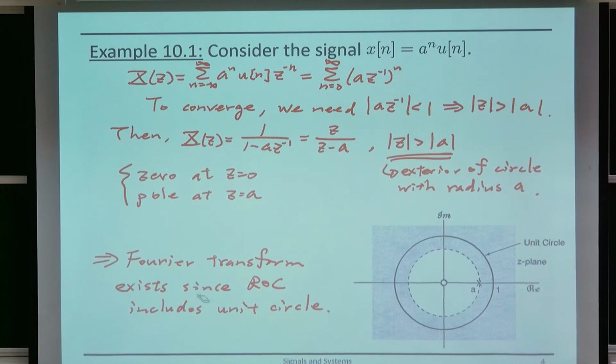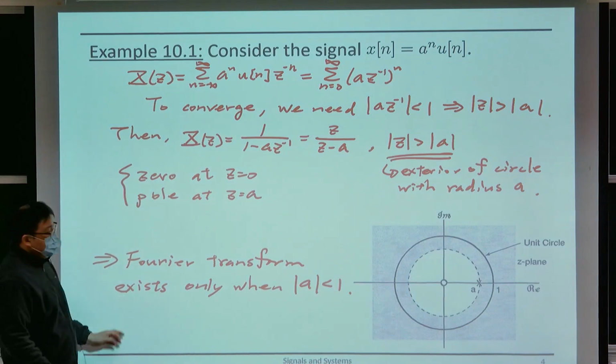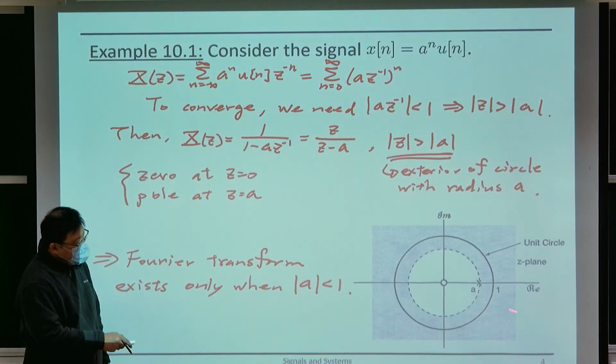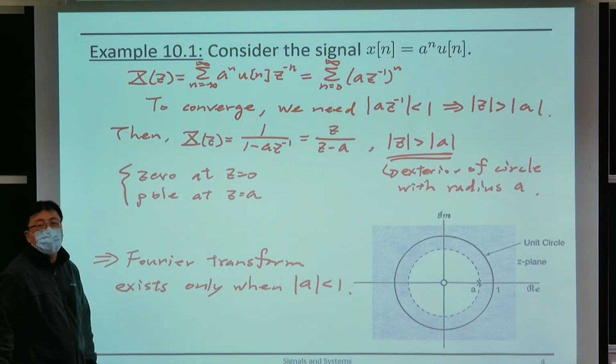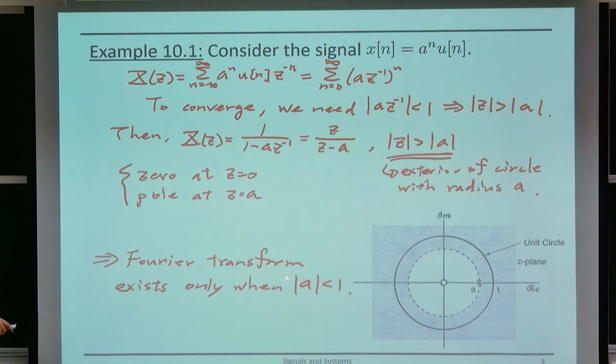this Fourier transform exists only when a is less than 1, so that the region of convergence would include this unit circle. And this is reasonable because only when a is less than 1 will this geometric series actually converge. Otherwise, this will blow up to infinity.